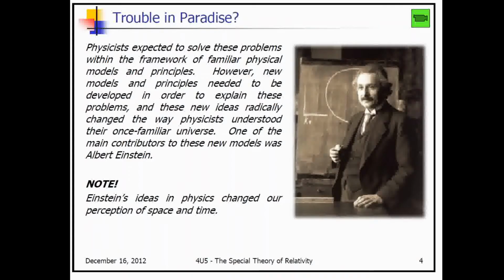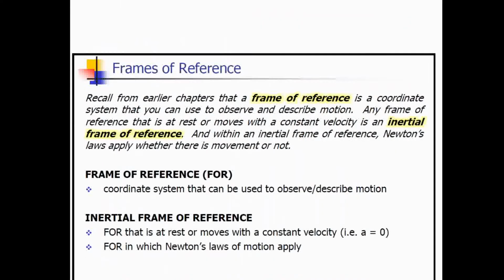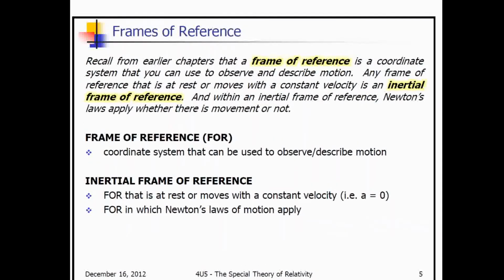But one of the main contributors of these newer models was Albert Einstein. And on this slide, it says that Einstein's ideas in physics changed our perspective of space and time. And that is very true. So we'll get into that a bit later as well. But he's a famous physicist because he changed physics as a whole.